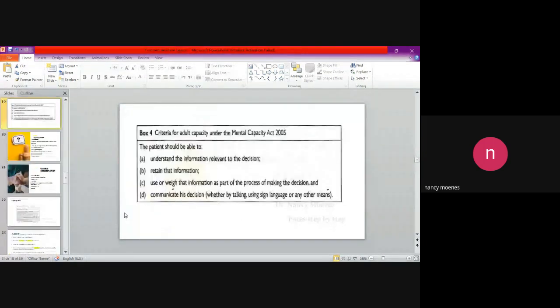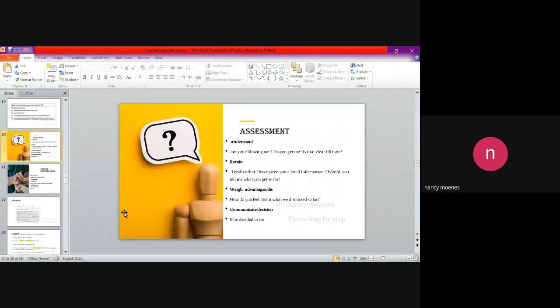Okay, how do I do this? This is the Mental Capacity Act. How do I do this? Just by simple things. I will take my scenario and start to explain to him: your condition is blah blah blah. Are you following me? Do you get me? Is that clear? So I check his understanding.